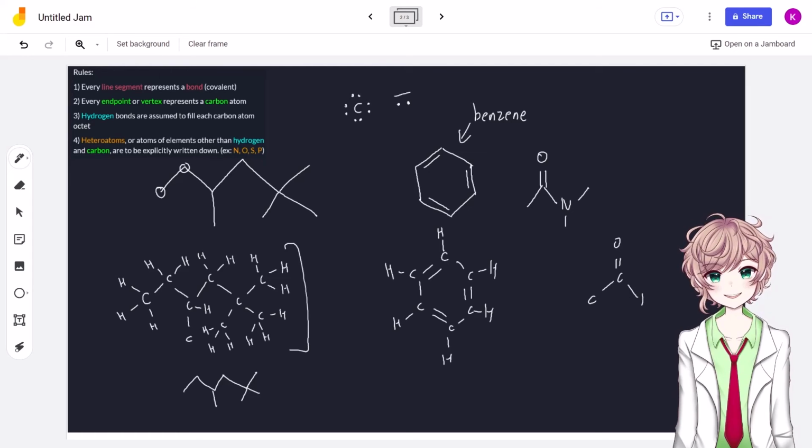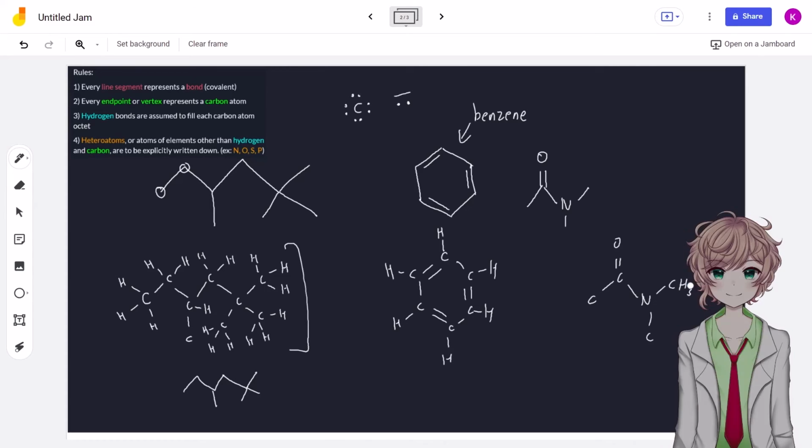So let's see. And again, we imply hydrogens are bonded to carbons to make a full octet. So in this case, there would be 3 hydrogens bonded to this, 3 hydrogens bonded to that, and 3 hydrogens bonded to this. Alrighty, hopefully that made sense, and let's go back to the PowerPoint.